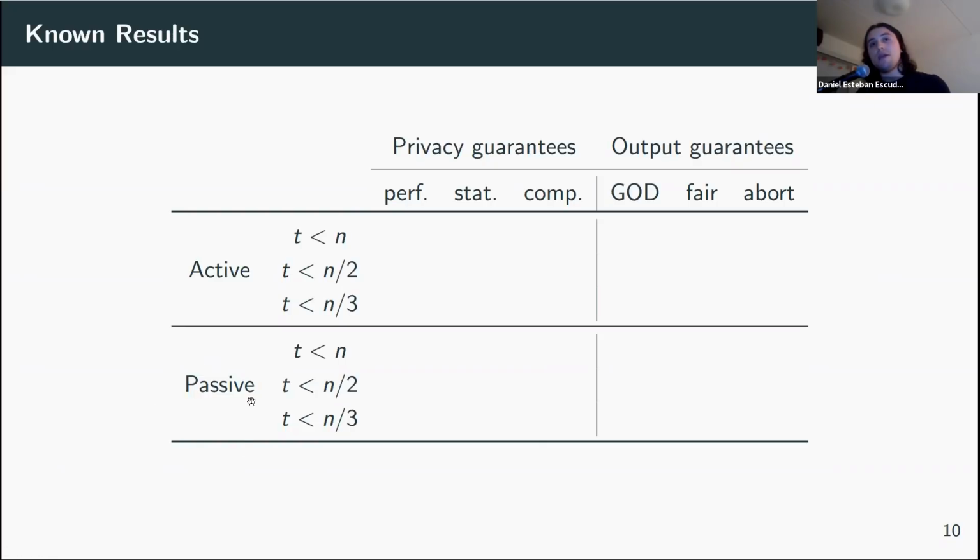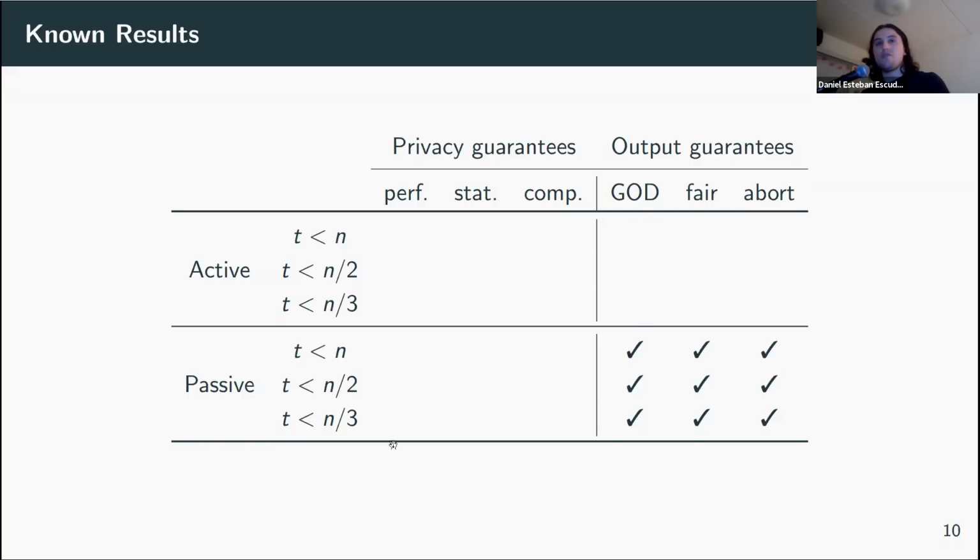So when you have an adversary that is passive, it turns out that we can get the strongest output guarantee, which is guaranteed output delivery, simply by the fact that the adversary is passive. The execution of the protocol will just go as expected. Nobody will send a bugged message, nobody will send anything weird. Everything goes as it's supposed to go. So we're going to get the best output guarantee. Of course, if we get GOD, we get fairness and abort too, because all of them are weaker than GOD.